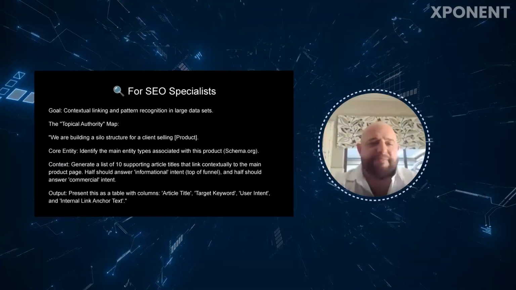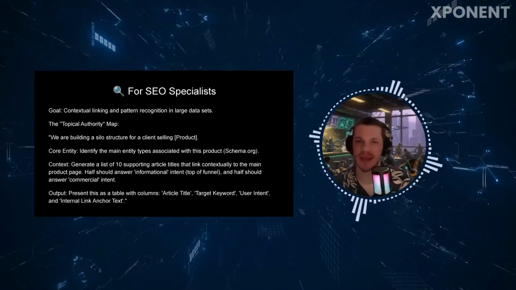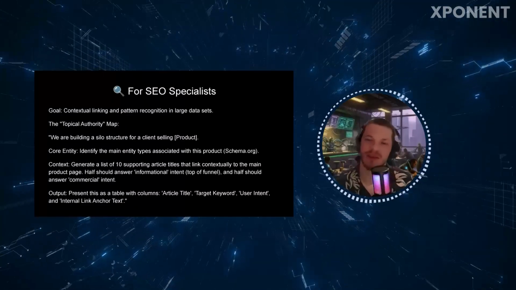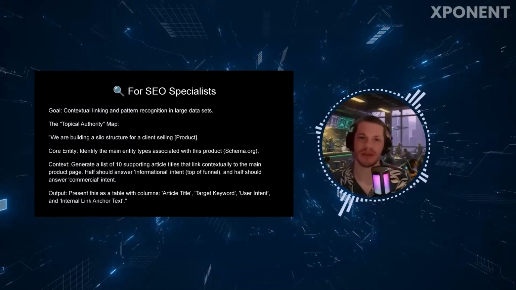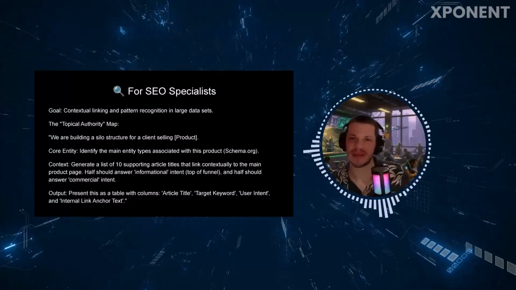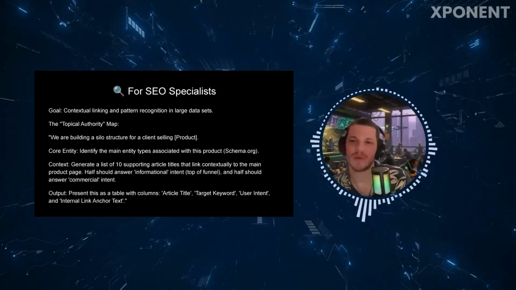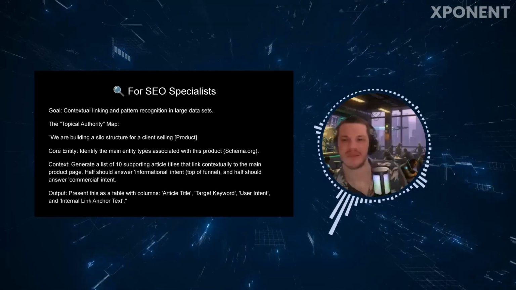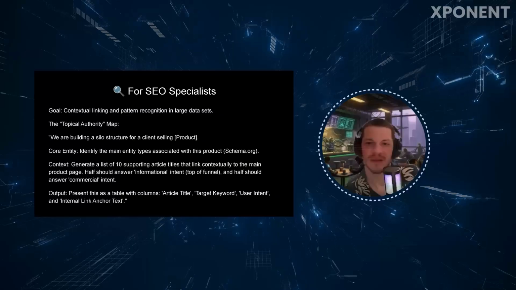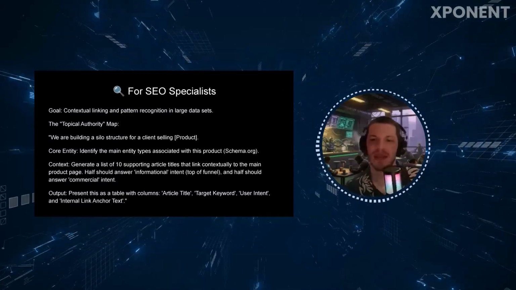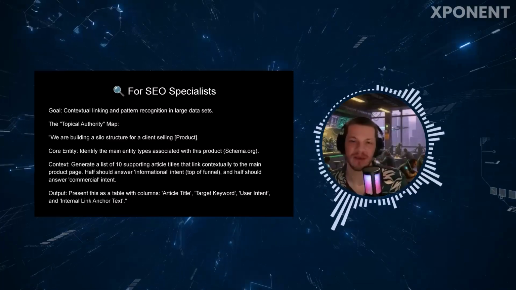Now here for SEO, you've got contextual linking and pattern recognition in large data sets. So let's say you want to do something like we're building a silo structure for a client selling product, laser cleaning services or welding or whatever. So you give it this prompt, core entity, identify the main entity types associated with this product. Generate a list of 10 supporting article titles that link contextually to the main product page. Half should answer informational intent, top of funnel. Half should answer commercial intent. Output. Present this as a table with columns, article title, target keyword, user intent, and internal link anchor text.